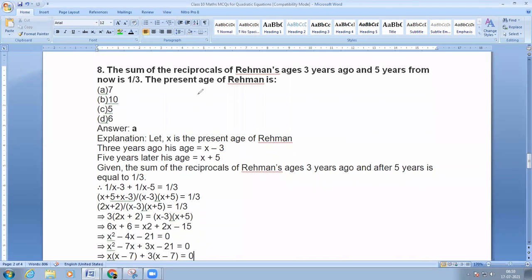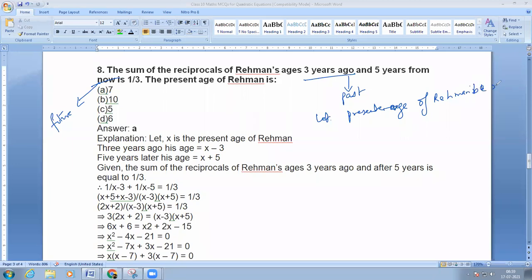So question number 8 is: the sum of the reciprocals of Rahman's age 3 years ago and 5 years from now is 1/3. Ago means past, and 5 years from now means future. Let the present age of Rahman be x years. So we have assumed Rahman's present age as x years. Then what was his age 3 years ago?